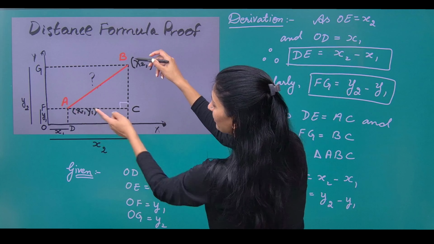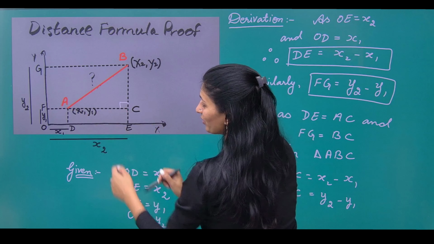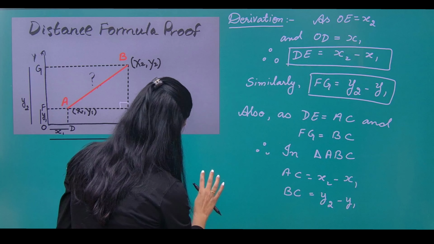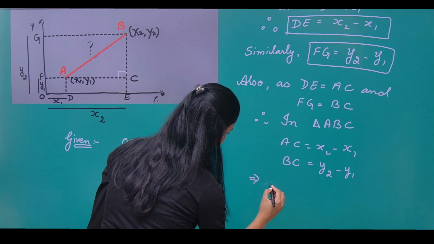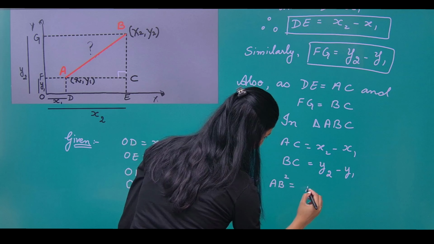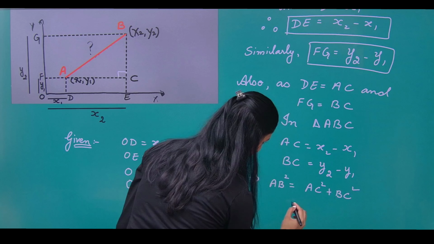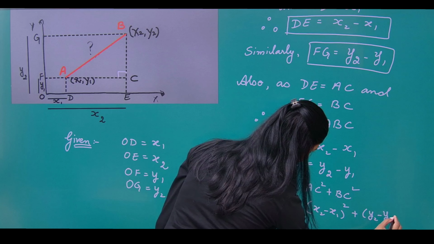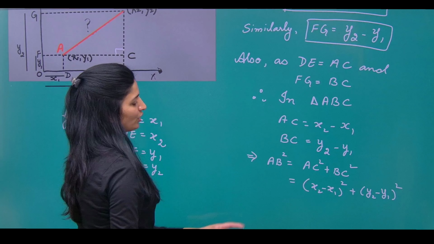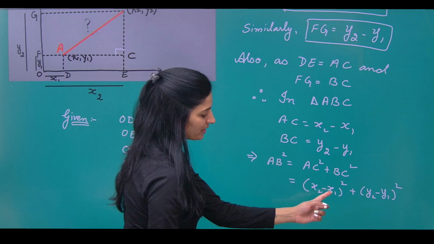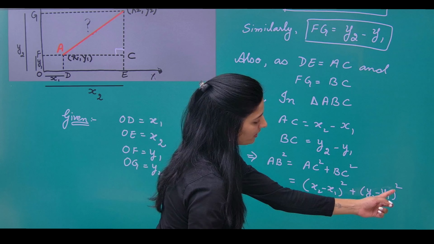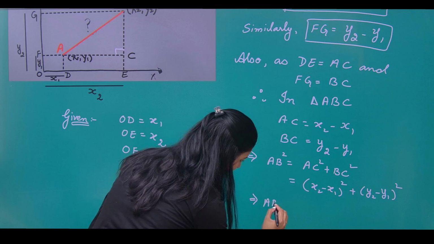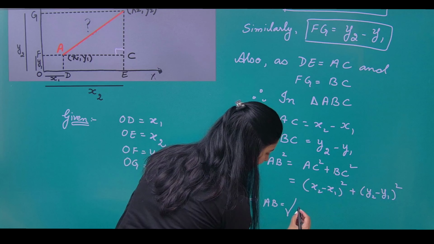So AB square will be given by BC square plus AC square. So let's try to find out the value of AB square from there. So AB square is given by x2 minus x1 whole square plus y2 minus y1 whole square. Now let's remove the square from here. We will get AB is equal to whole root of this entire thing.